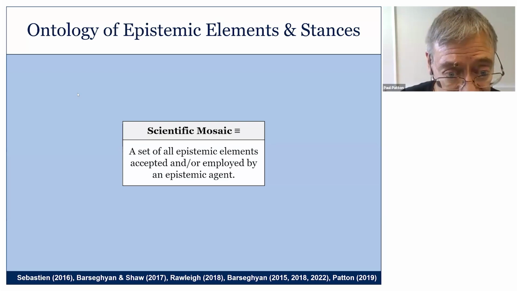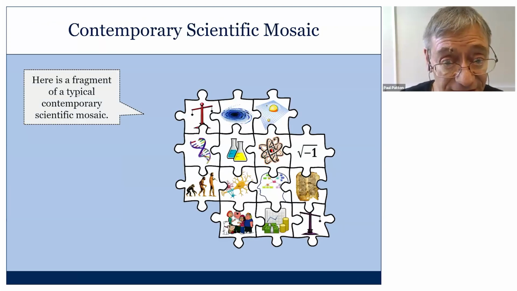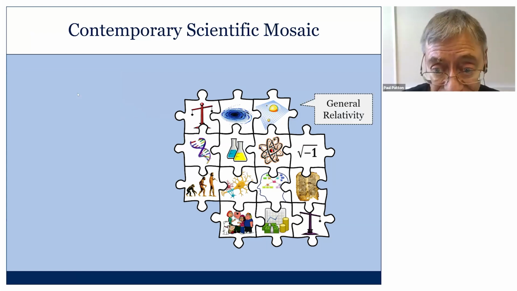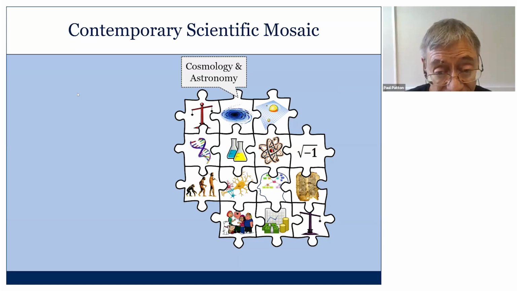We can call a scientific mosaic a set of epistemic elements that are accepted or employed by some epistemic agent. So any particular community has a particular set of things that they accept. Let's take an example. This is from the contemporary scientific mosaic. Here's a fragment of it. We've already mentioned general relativity, accepted as the best available description of gravitational phenomena. Quantum physics, the best available description of the interaction of energy and matter. Cosmology and astronomy, various theories like the Big Bang theory.